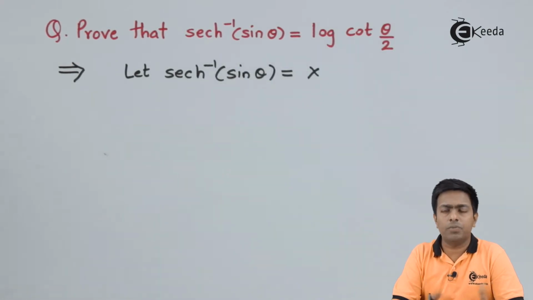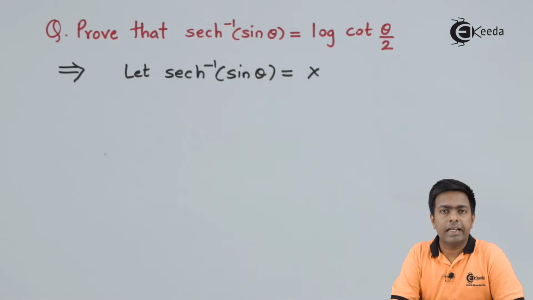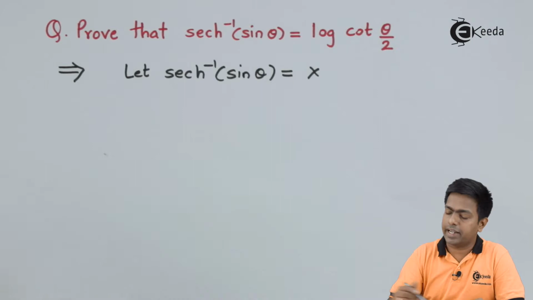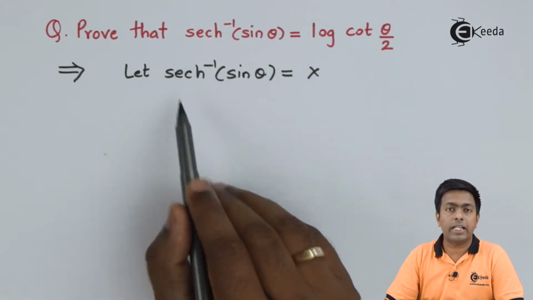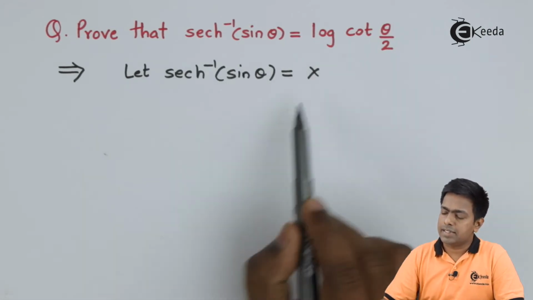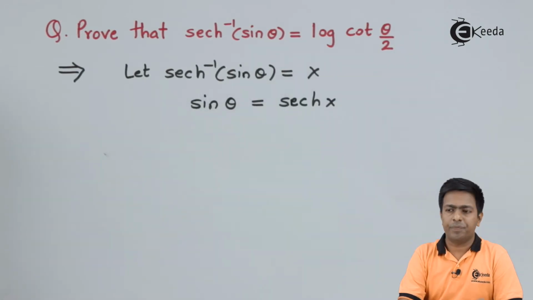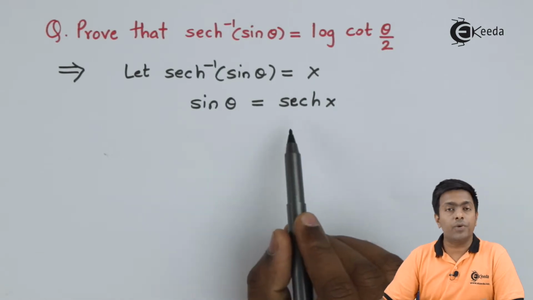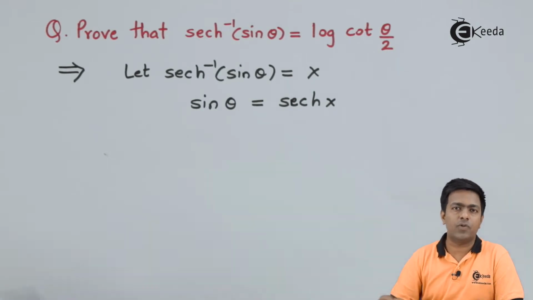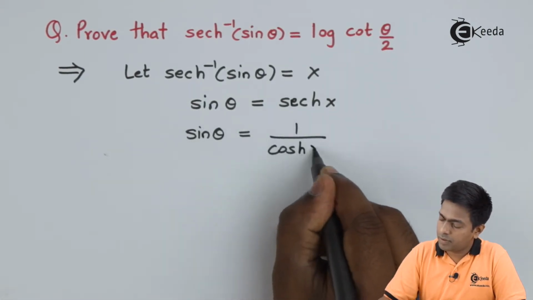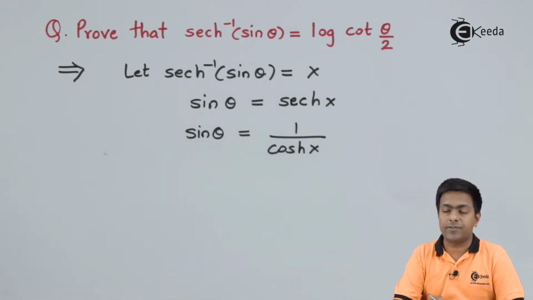Now guys, here I've assumed that this value is equal to x. Now to prove that the value of x is log of cot of theta by 2, I will take this hyperbolic sec inverse on the RHS, so that will become sech x equal to sin theta. Now we know that the value of hyperbolic sec theta is 1 upon hyperbolic cos theta. So the value of hyperbolic sec x will be 1 upon hyperbolic cos x.